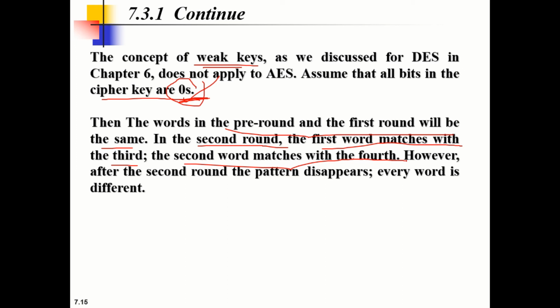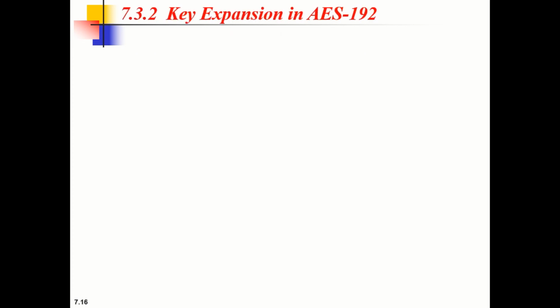Okay, in pre-round and the first round the value of the key will remain same, but in the second round the key will be in some pattern. Okay, and after the second round this pattern disappears and then every word is different. So this problem of weak key which was there in DES is not an issue in AES, right?